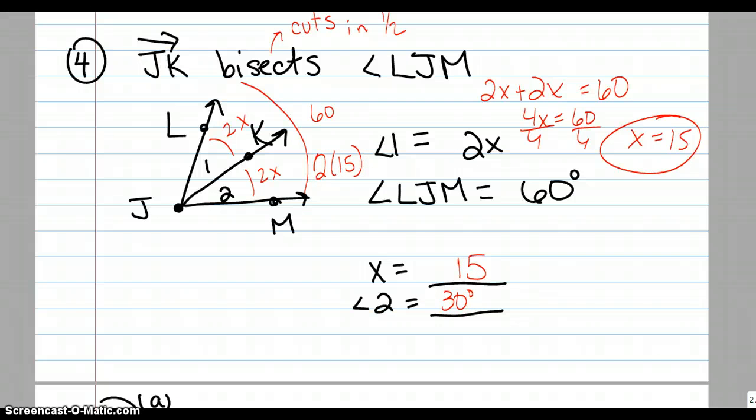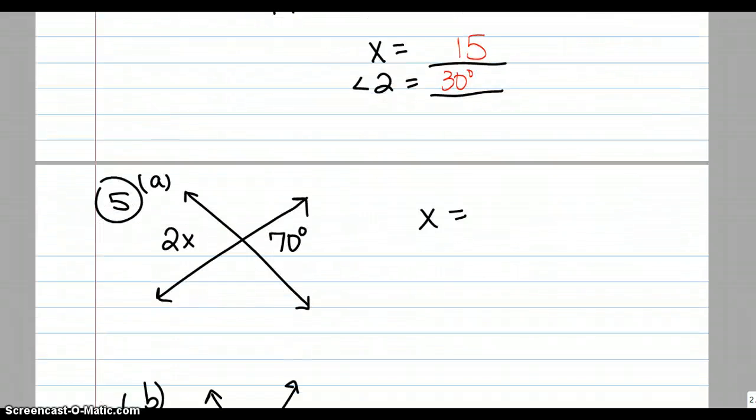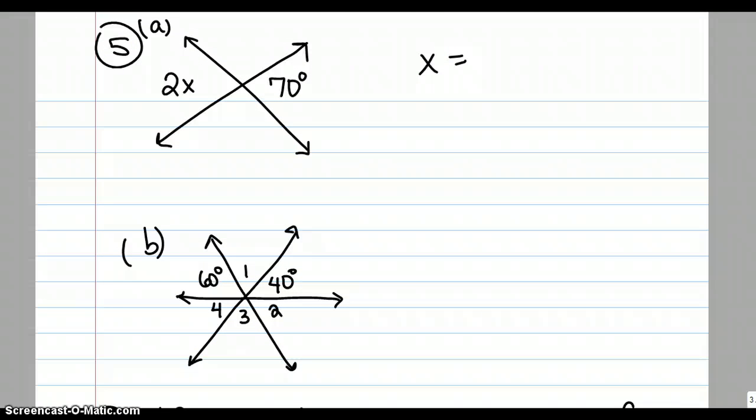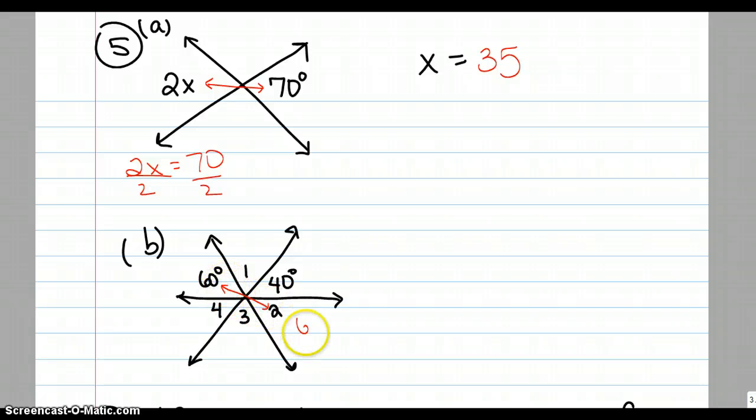All right, so that's the main vocab, and then the only other thing we did was we did vertical angles. Remember that vertical angles are angles that are kind of across from each other, like so, and vertical angles are equal. So 2x is going to be equal to 70. Solve for x, you get 35. If you have something like this, vertical angles are equal. So like 60 and angle 2, those are going to be the same. 40 and angle 4, those are going to be the same.